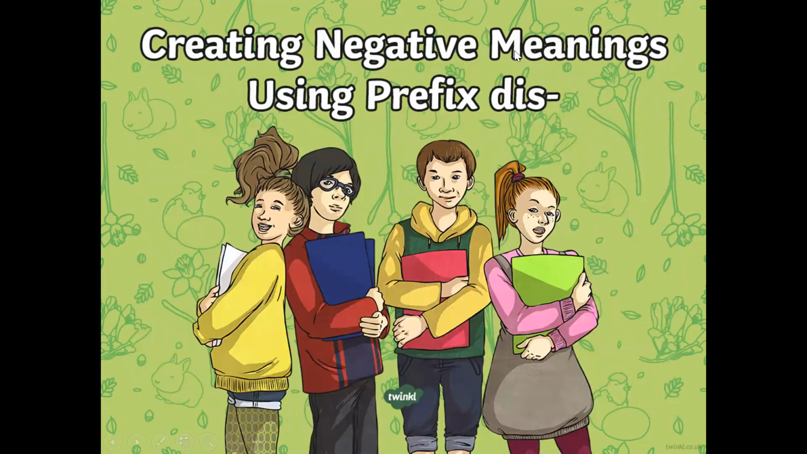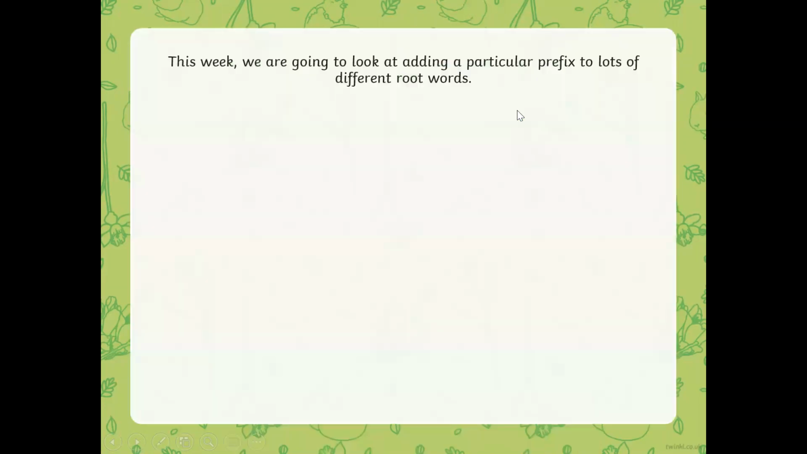We are going to create negative meanings using the prefix dis. Okay, now, do you remember from last week, we created words using the prefix miss. That's right, it was M-I-S. Well, this week, it's negative meanings again, but now it's the prefix D-I-S, dis.